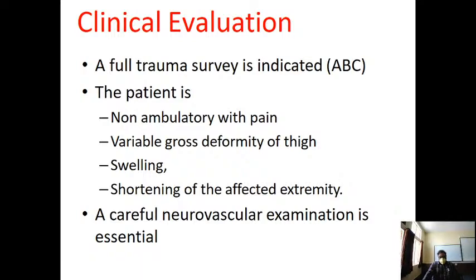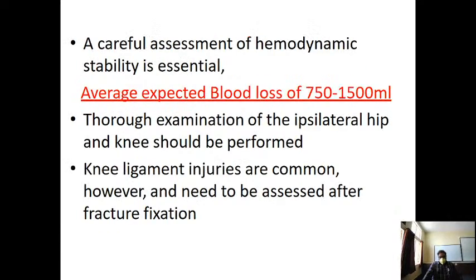As you have seen in the anatomy, femoral vessels and nerves are usually anterior to the shaft of the femur. In any fracture of the femur, we should carefully examine the neurovascular structures passing in the thigh by checking the distal pulses and all that. And a careful assessment of hemodynamic stability is essential. Average expected blood loss is 750 to 1500 ml, depending on the injury to the vessels. A thorough examination of the ipsilateral hip and knee should be performed. Knee ligament injuries are usually common, and they need to be assessed after the fracture fixation.